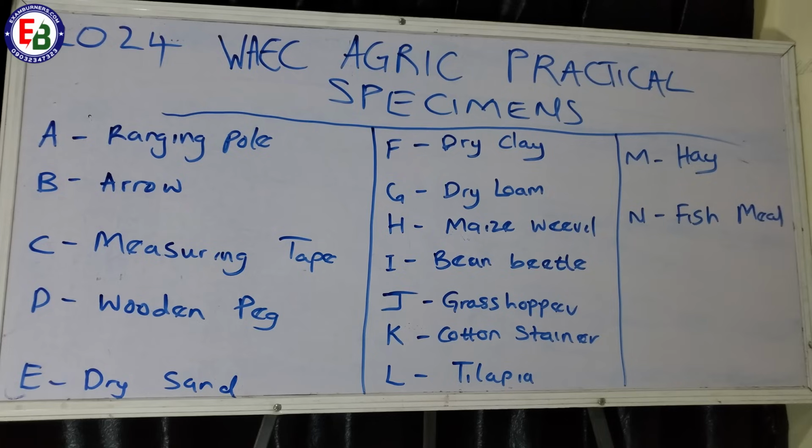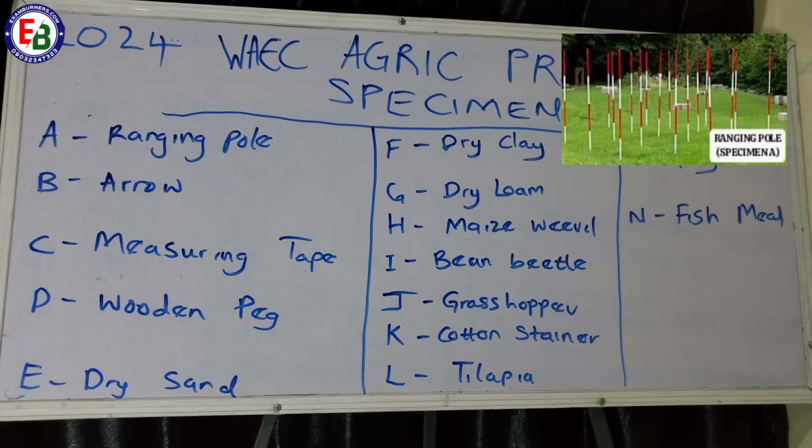In the exam, your specimens will be labeled by your teacher and you'll be told to identify them. So they will label them A, B, C, D, E, F, G, H, I, J, K, L, M, N, and you are the one that will identify them as ranging pole, as arrow. If you look at specimens A, B, C, D, they are all surveying tools, or you can say surveying equipment. Ranging pole is a surveying equipment, arrow is a surveying equipment, measuring tape is a surveying equipment, wooden peg is a surveying equipment.